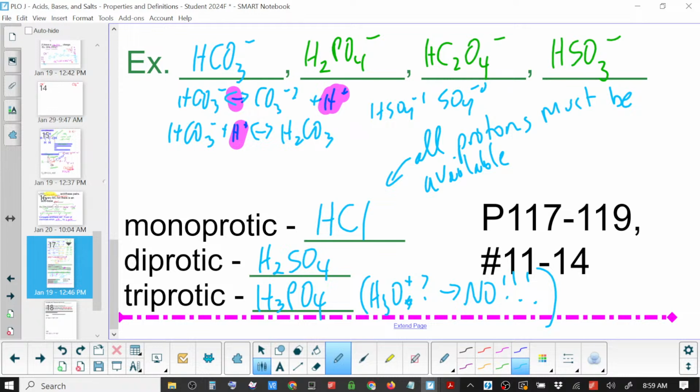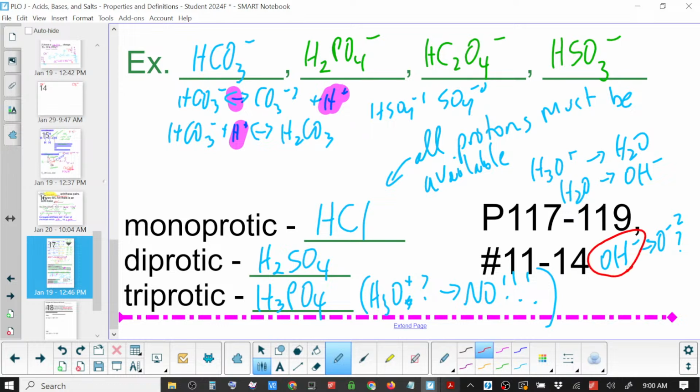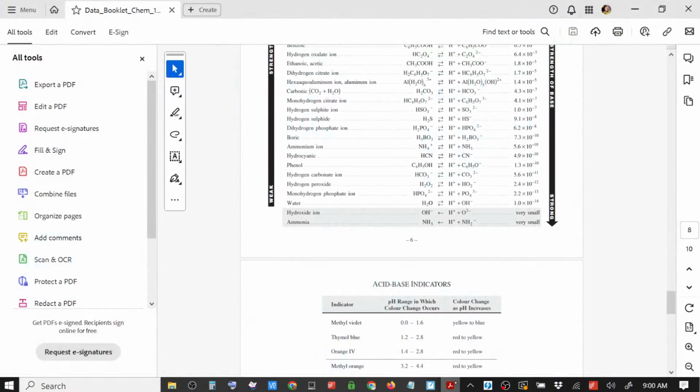But if you have H3O plus, that can make H2O. H2O can make OH minus, so you've got diprotic, but can OH minus go to O minus 2? No. The other part is this is pure base. Every base, even if it's Bronsted-Lowry, a proton acceptor, in water makes OH minus, and OH minus can never give up that last one. So they have to be available.